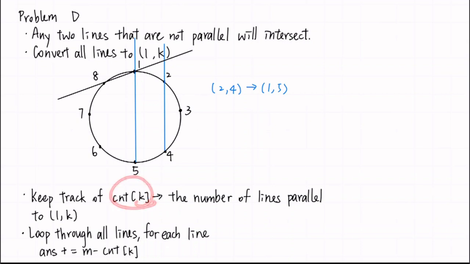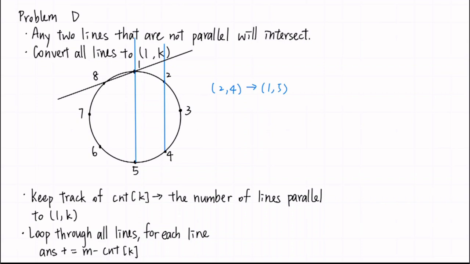So count k can just store the number of lines that are parallel to line 1-k, and after we transform each line, we can update count k. Afterwards we can loop through all of the m lines, and for each line we can update the answer like this, which is the total number of lines subtracted by the number of lines that are parallel to the current line.